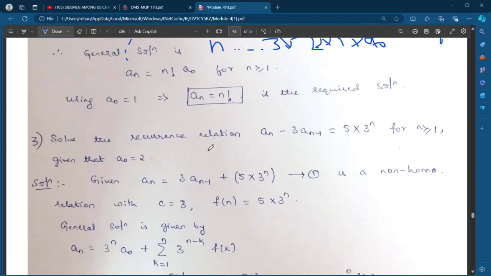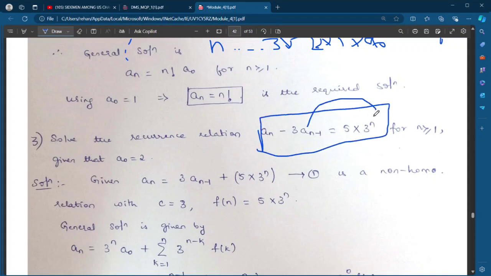Now coming to the third question, they have given an minus 3an minus 1 is equal to 5 into 3 power n. This is not in the actual, correct form. So what I will do, I will send this to the right hand side, and I will get this equation now. Now you can see this is not homogeneous, this is non-homogeneous because there is a plus f of n, some function, here. So what is the general solution?